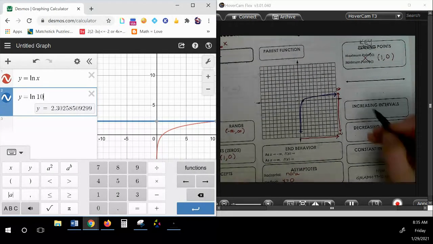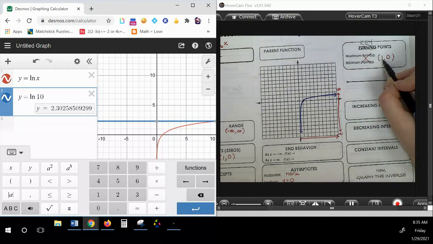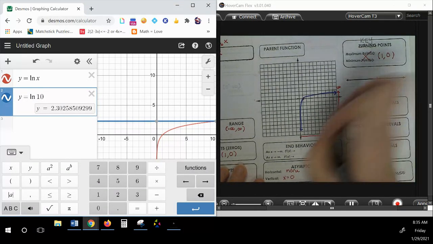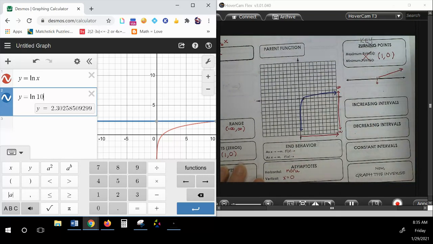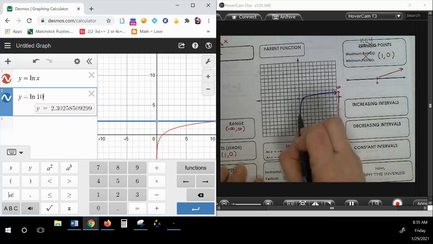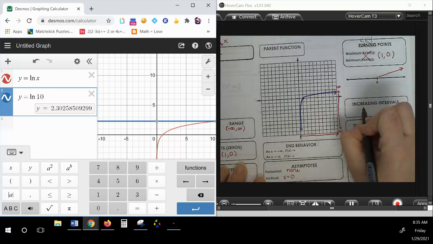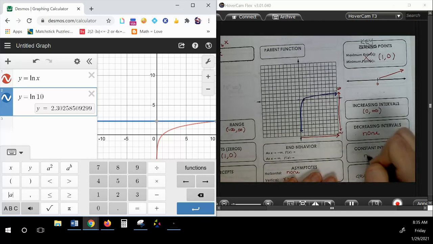All right, we already did our turning point, which is really more of a key point. That's the point you're going to keep your eye on. And from 0 all the way, it's increasing. At no point is x or y getting smaller. So it's increasing from 0, but not including 0, to infinity, and decreasing none. There's no space that it's constant.